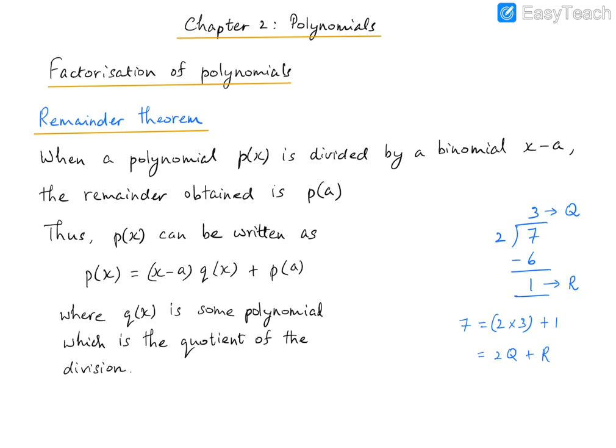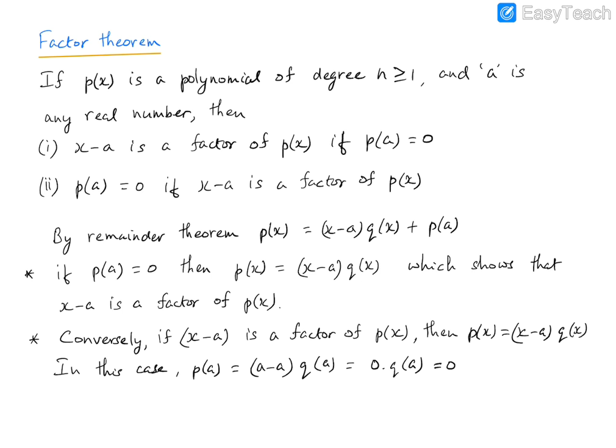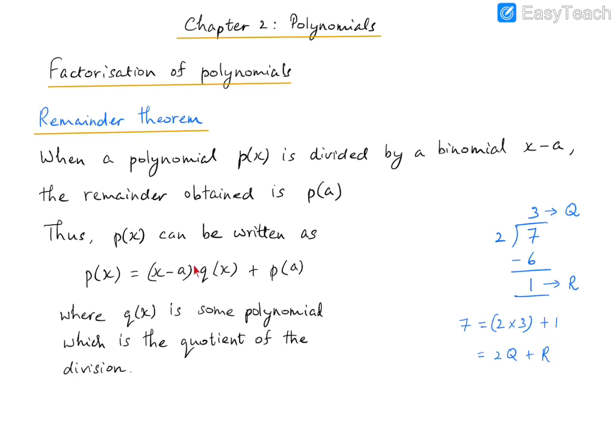So now going forward from the remainder theorem, if we divide a polynomial P of x by some binomial x minus a, then we can say that x minus a is a factor of P of x if P of a equals 0. That means if we take that number a and substitute it in the polynomial, and if that evaluates to 0, then x minus a is a factor of P of x. So basically here, if x minus a is a factor of P of x, then there will be no remainder, right? The remainder should be 0.